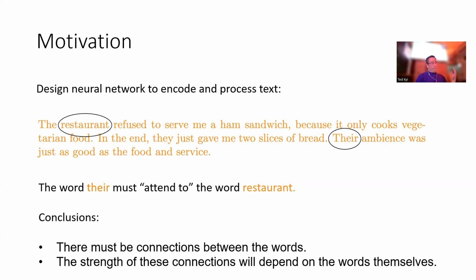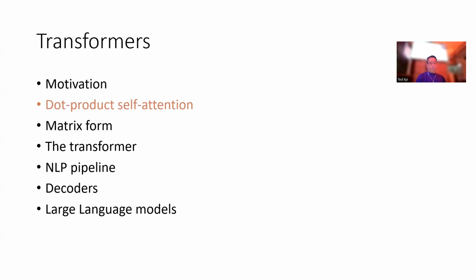And so for a good model, two bullets at the bottom: there must be a connection between the words, and the strength of the connections will depend on the words themselves. We're not going to be able just to, like for computer vision, have pre-built connections. In computer vision with CNNs, we said each pixel is going to look at, let's say, the 8 neighbors all around it. We don't get to do that here. So the technology that we're going to talk about here is this idea of dot product self-attention.